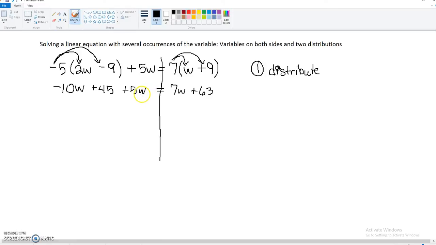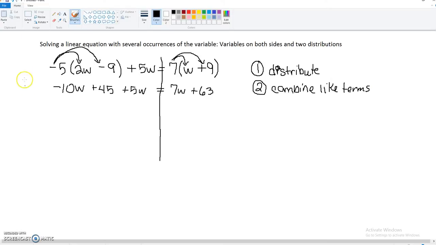From here, what we want to do is go ahead and combine our like terms if there are more than one on one side. Okay, so we're going to do step 2. Combine like terms.